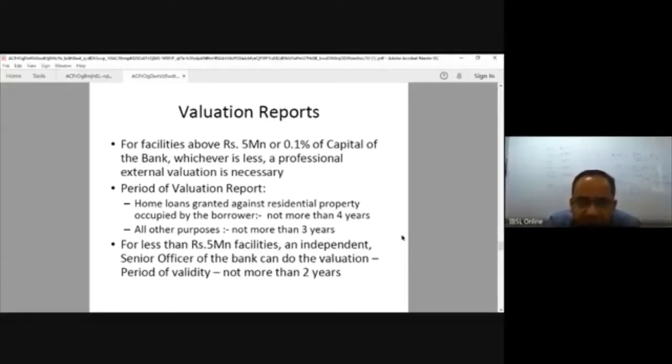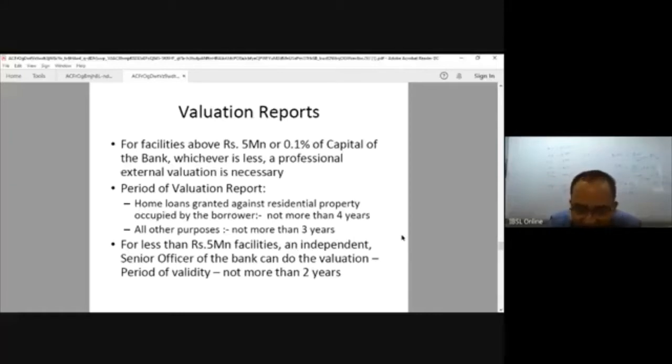For any facilities of that amount or more, a professional external valuation is necessary, right? You need to have a valuation for a fixed asset, if you are taking a fixed asset as security. So, the period of the valuation report. Now, home loans granted, this is the answer to your question. Home loans granted against residential property occupied by the borrower, it cannot be more than 4 years.